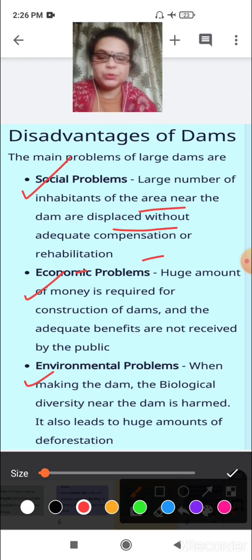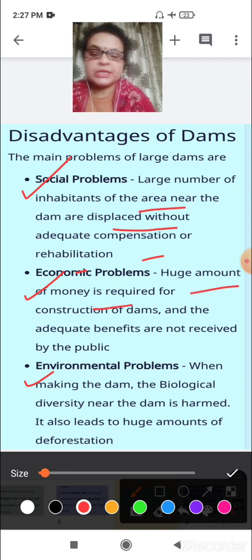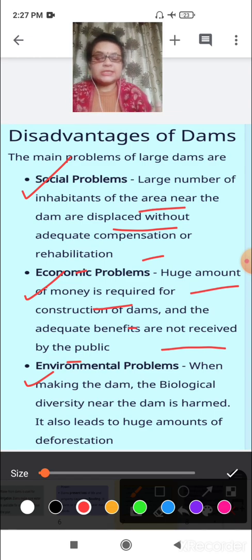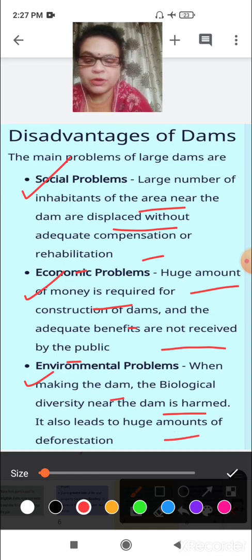Obviously, due to rehabilitation and not getting good compensation, there will be a huge loss of money. A huge amount of money is required for the construction of dams, and adequate benefits are not received by the public. Some environmental problems are also coming, like when making the dams, the biological diversity near the dam is harmed and it also leads to a huge amount of deforestation. This is an environmental problem.